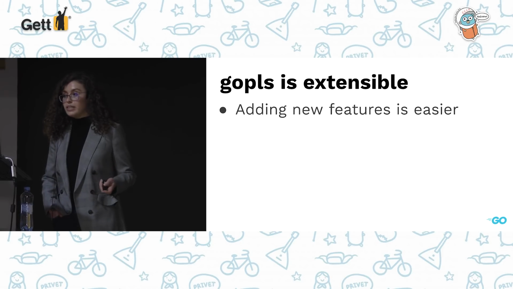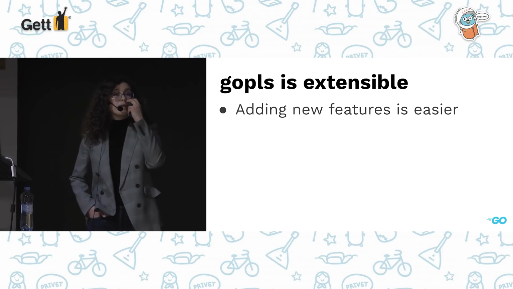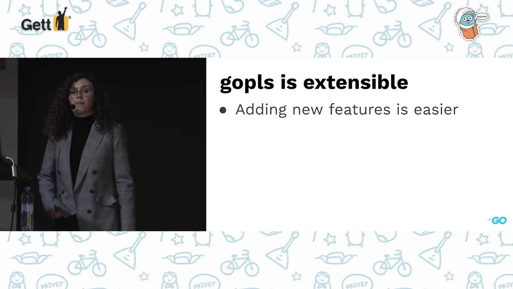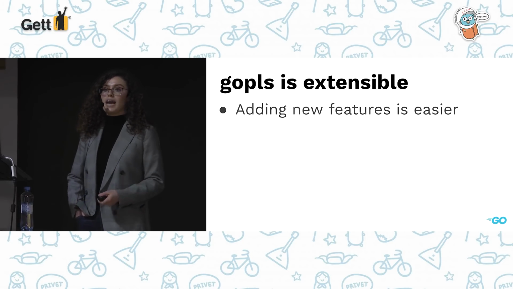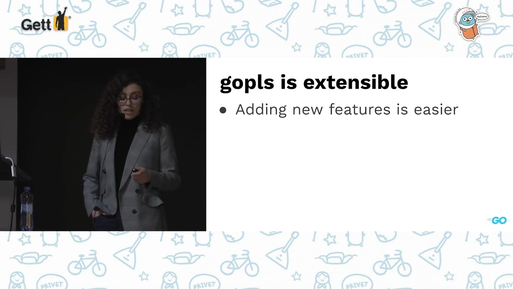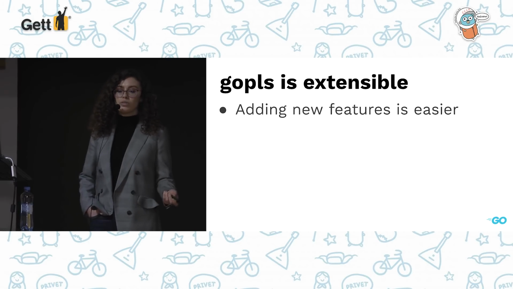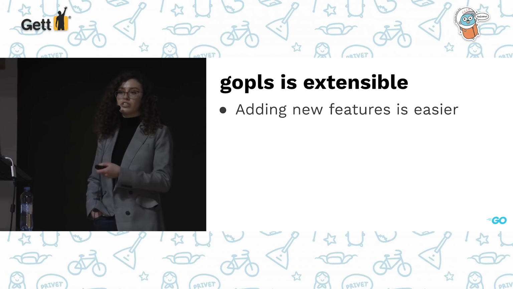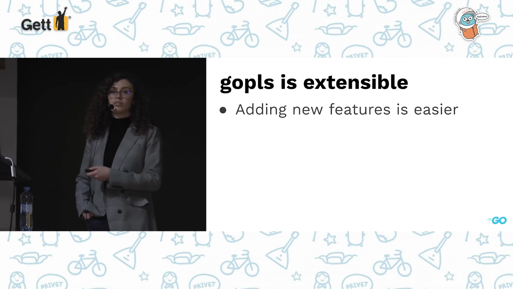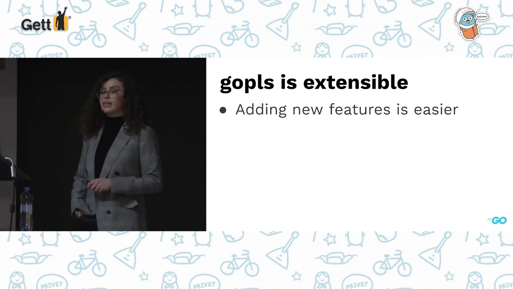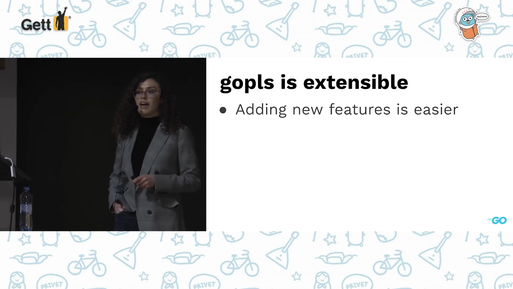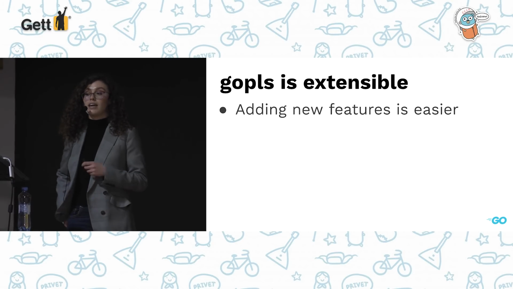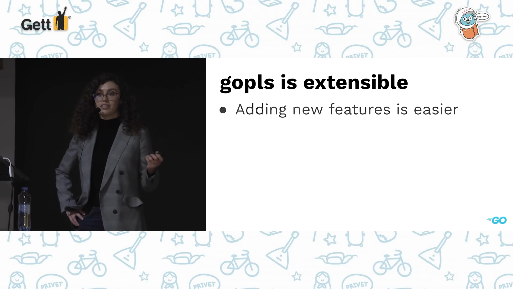But in addition to speed, GoPlease will also be better because it will be easy to extend. Before, if you wanted to add a feature to your editor, you would have to write your own Go tool. You would have to send a pull request to your editor extension and ask them to incorporate your tool, and it would take a while. But now, with GoPlease, adding a new feature is as simple as adding a new function, and of course, a test.